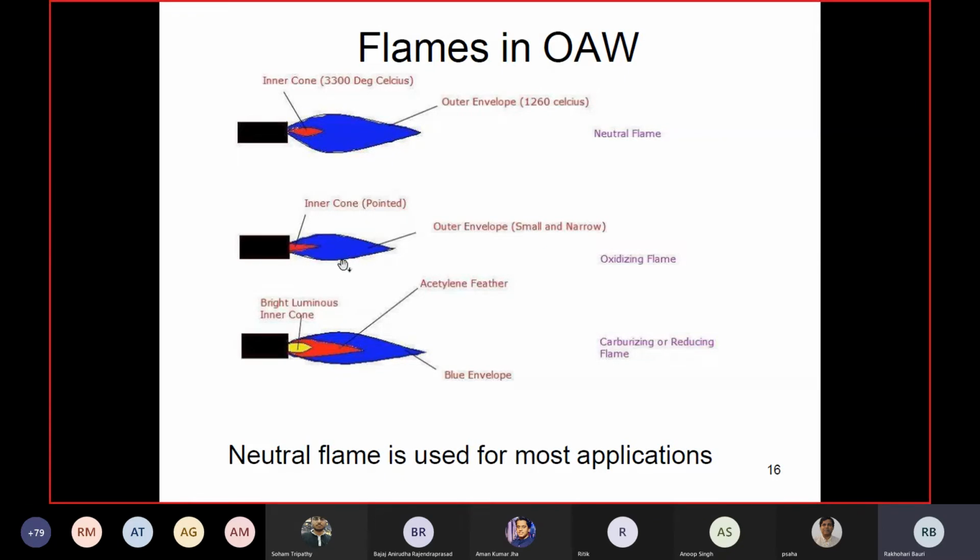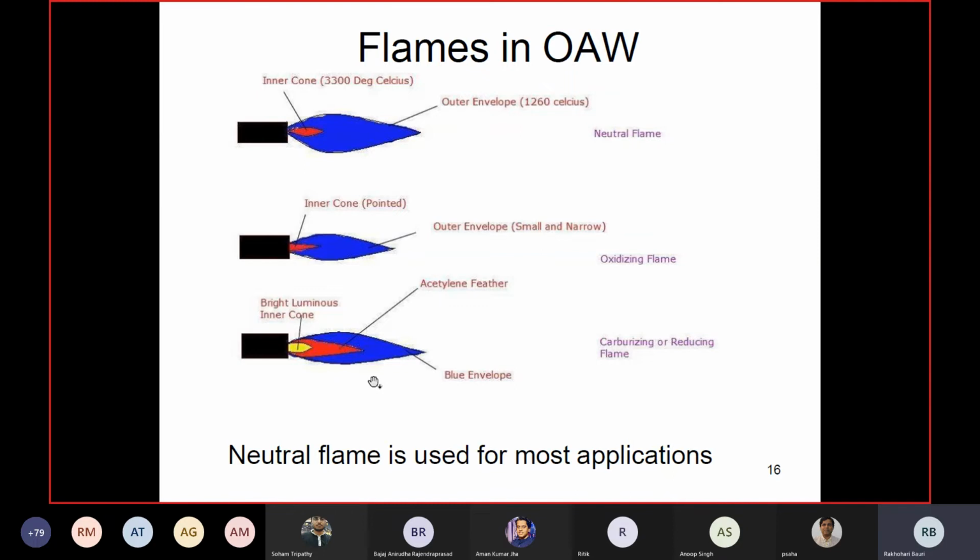flame. In this flame an extra amount of oxygen will be there, which will help in further metal oxidation. And in the reducing flame, you will have some extra unburnt acetylene. This unburnt acetylene feather you can see is called the acetylene feather. It helps in some metals like low carbon steel, it will harden the surface. So this flame is used for surface hardening.